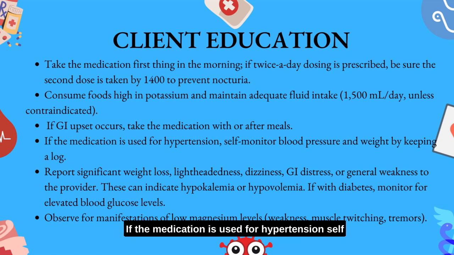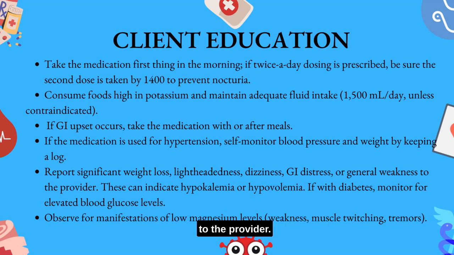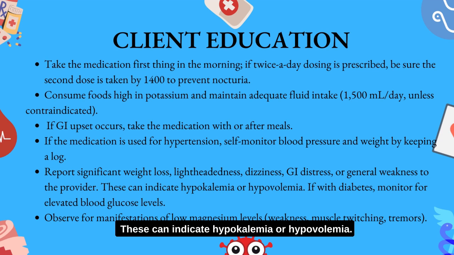If the medication is used for hypertension, self-monitor blood pressure and weight by keeping a log. Report significant weight loss, lightheadedness, dizziness, GI distress, or general weakness to the provider. These can indicate hypokalemia or hypovolemia. If with diabetes, monitor for elevated blood glucose levels. Observe for manifestations of low magnesium levels: weakness, muscle twitching, and tremors.